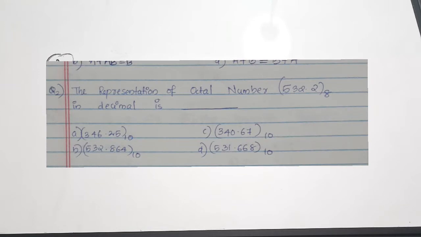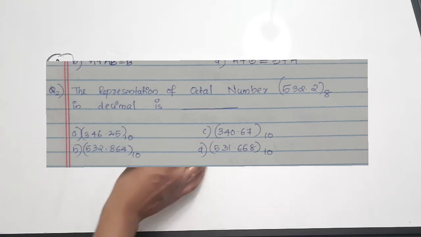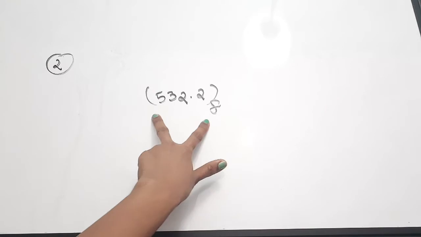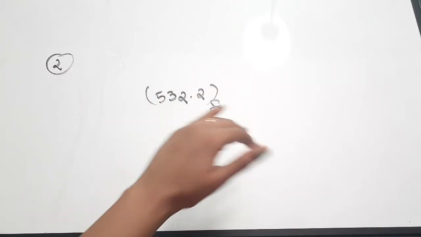Now the question is from number systems. I've tried to include a variety of questions from various topics. The second question is the representation of the octal number 532.2 to the base 8 in decimal. That is, you have to convert this number in octal to decimal format.